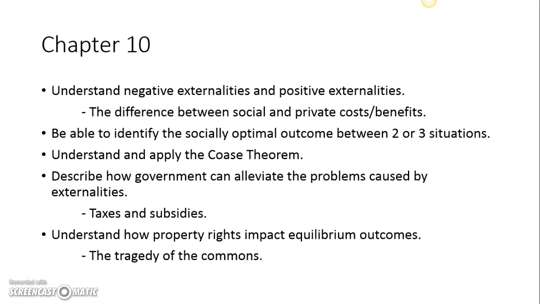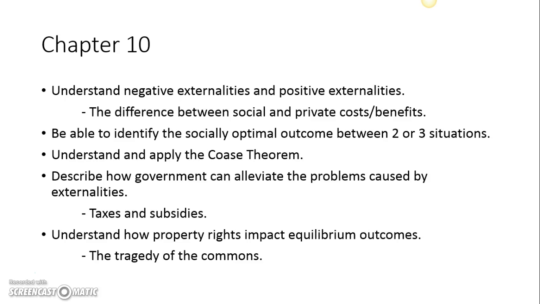Now, different from that is positive externalities. In that case, it's the benefit. And so in positive externalities, the social benefit is higher than the private benefit. And that means that in equilibrium, we produce too little of the good relative to the social optimum.